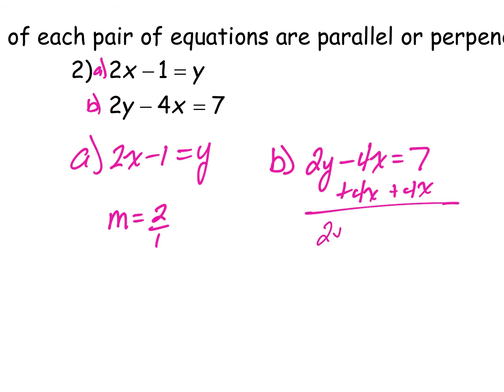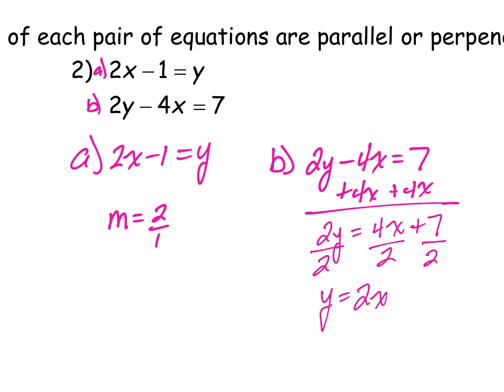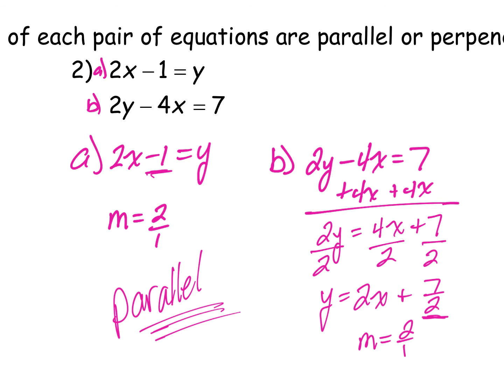So I'm going to get 2y equals 4x plus 7. And now what am I going to do? Divide by 2 everywhere. Beautiful. So y is going to equal 4 divided by 2 is 2x plus 7 halves. What's my slope? 2 over 1. Are my slopes the same? Yes. Is the other number with it different? Yeah, so I have a negative 1 here and I have a 7 here. So they're different. So they are parallel. Parallel. Okay?